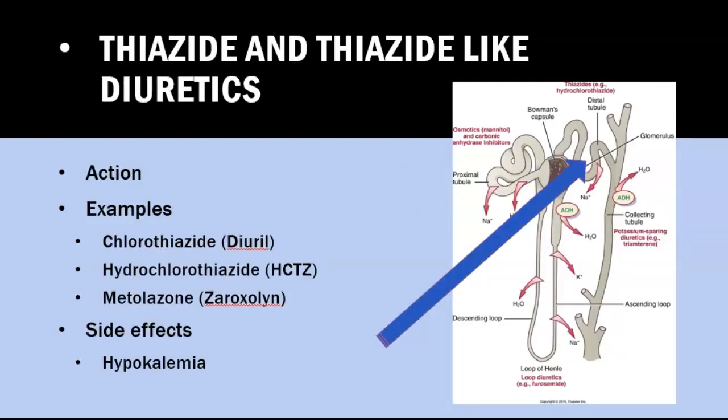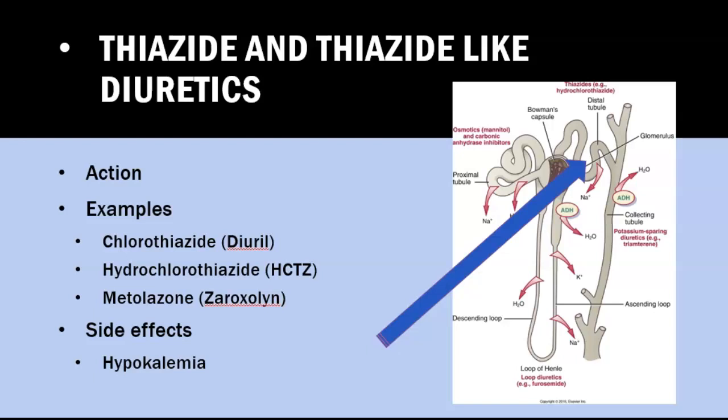So your thiazide and thiazide-like diuretics act on the distal convoluted renal tubule, that's beyond the loop of Henle, to help promote sodium, chloride, and water excretion. You can see in this picture on the slide, it works right where that arrow is pointing. Some examples are chlorothiazide or Diuril, hydrochlorothiazide or HCTZ, and metolazone or Zaroxolyn.